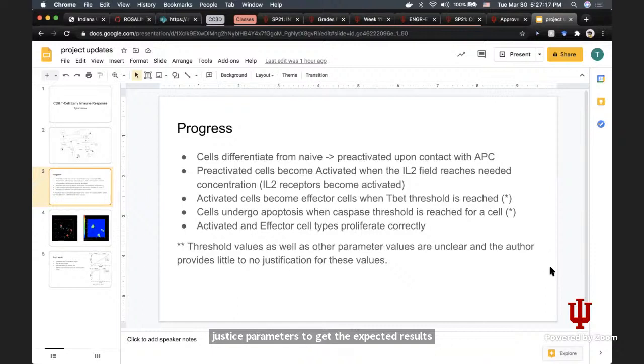But right now I have my naive T cells differentiating to pre-activated correctly. I have just recently got the pre-activated to become activated correctly. And using the same process of fixing the parameter values, I should be able to get the activated cells to differentiate into effector cells correctly, as well as pre-activated, activated, and effector cells undergoing caspase-mediated apoptosis. Additionally, I have the proliferation working correctly.